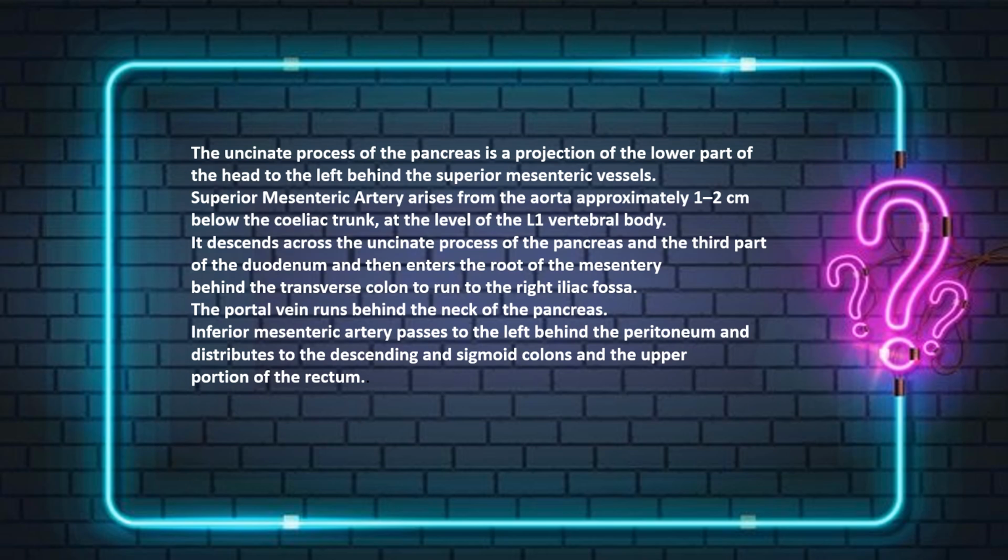The portal vein runs behind the neck of pancreas. The inferior mesenteric artery passes to the left behind the peritoneum and distributes to the descending and sigmoid colon and the upper portion of rectum. So the uncinate process of pancreas is a projection of lower part of head to the left behind the superior mesenteric vessels.